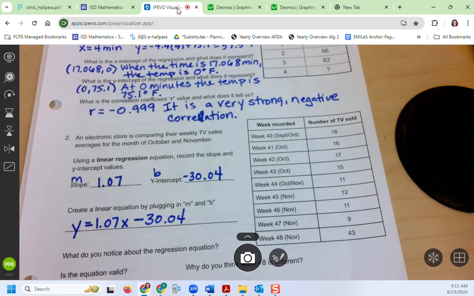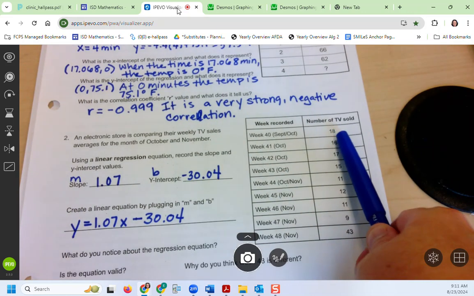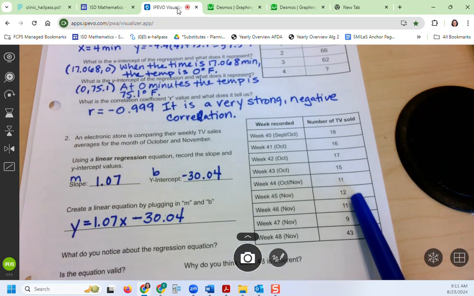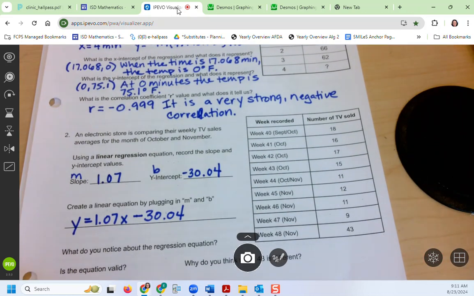Now, I'm a little bit surprised by that positive slope because when I look at the data, it seems to be trending down, right? 18, 16, 17, 15, 11, 12, 11, 9. The data was trending down, but I have a positive slope. What caused that positive slope? I heard some of you using that vocab word. What was it? An outlier. Good. The outlier caused that positive slope.